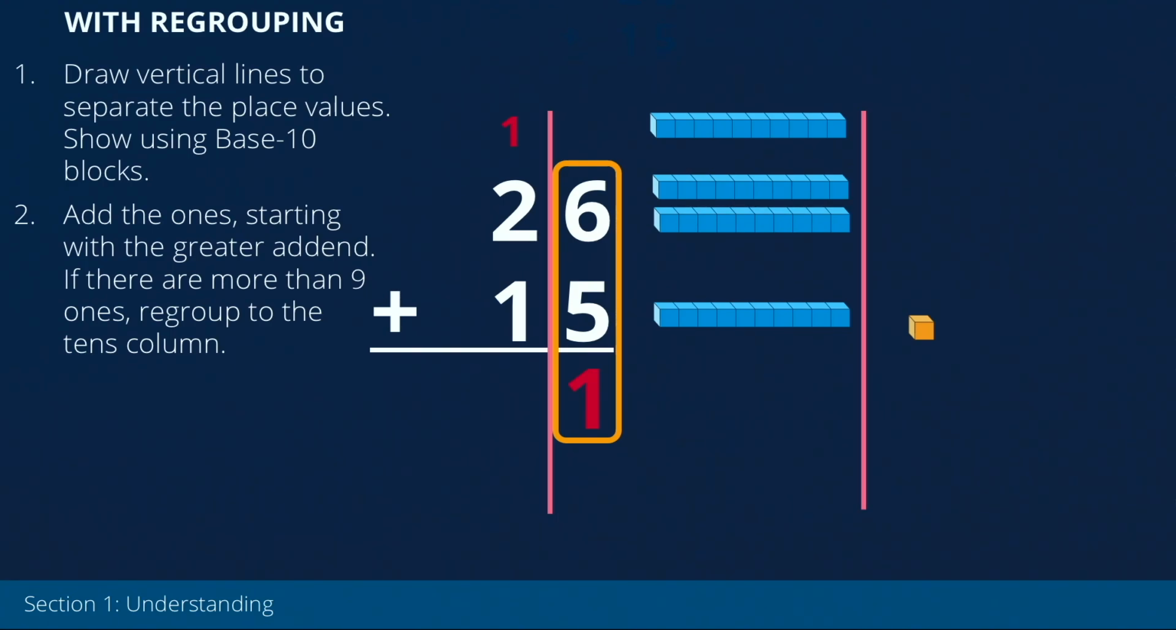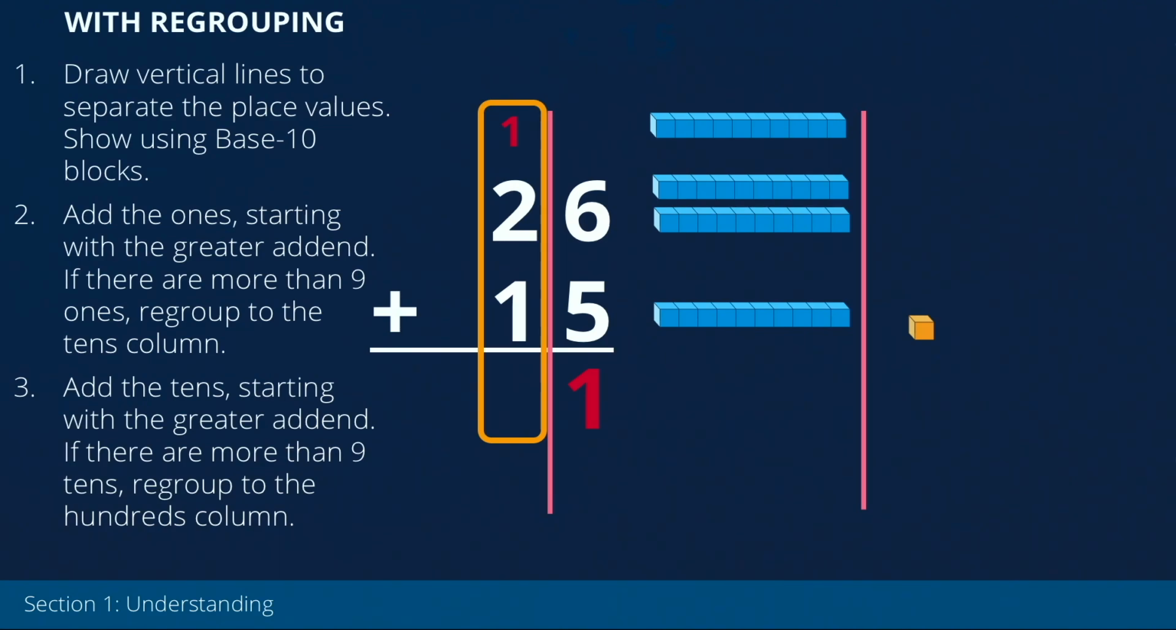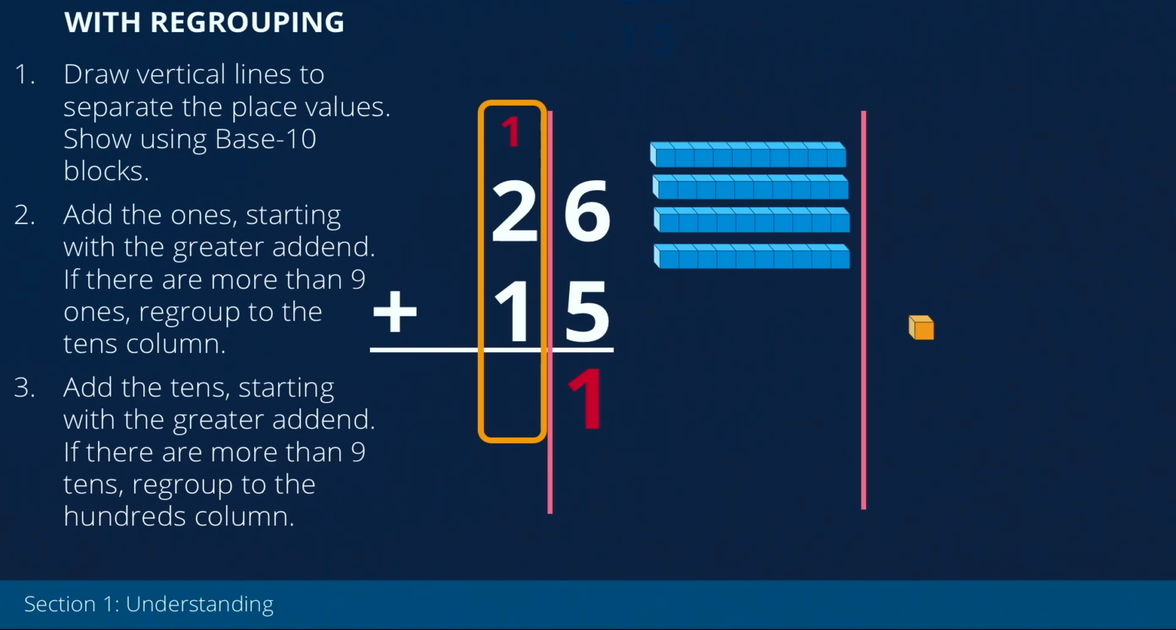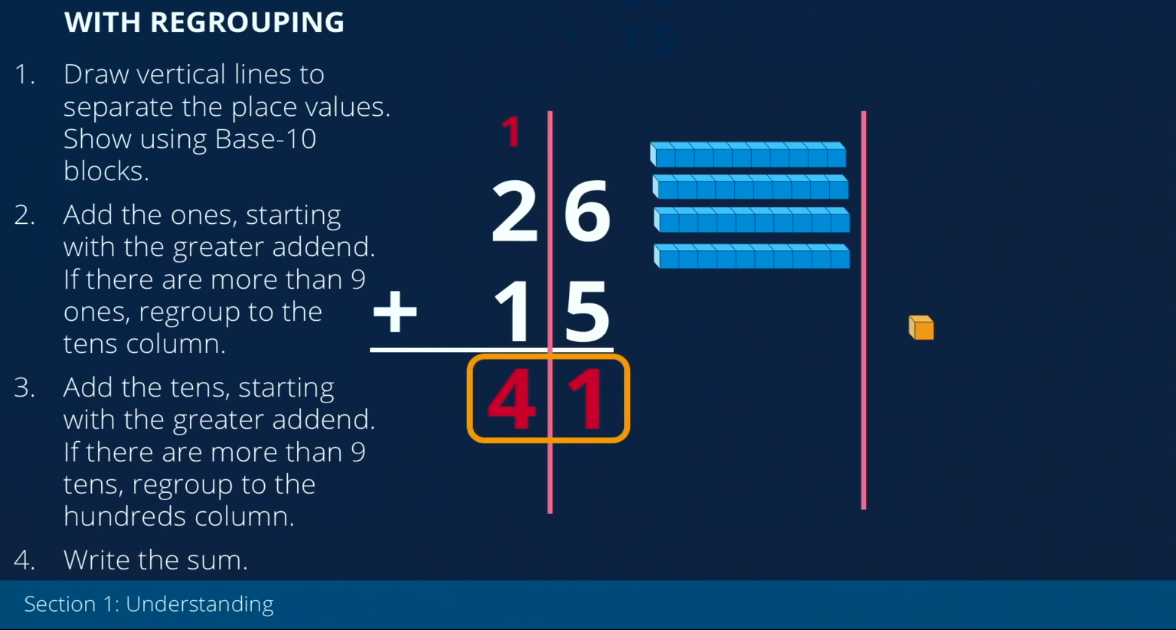So then it's time to add the tens. Here I'll start with the greater add-in, so I'll add 2 plus 1 plus that other one. And then I should ask myself, do I have more than 9 tens? Here we only have 1, 2, 3, 4 tens. That's not more than 9, so I don't have to regroup the tens. So I don't have to do anything else. Maybe for a subsequent problem, I would have to add in the hundreds column. But right now, I'm going to write the sum. 26 plus 15 equals 41.